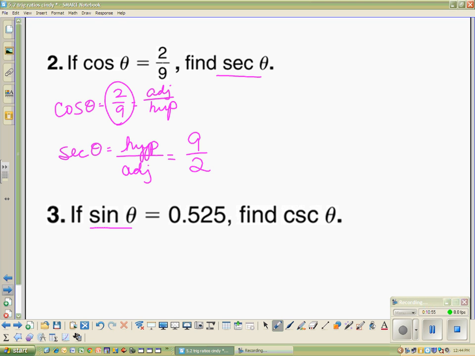This one says sine of theta equals 0.525, and they want us to find the cosecant. Well, sine of theta and cosecant of theta are reciprocals. So I can say if I know sine is equal to 0.525, then cosecant is the reciprocal of that. That was like 0.525 over 1, so now I have 1 over 0.525, and quickly do the math on that. 1 divided by 0.525 comes out with 1.905. Since they went to thousandths, I'm going to go to thousandths.